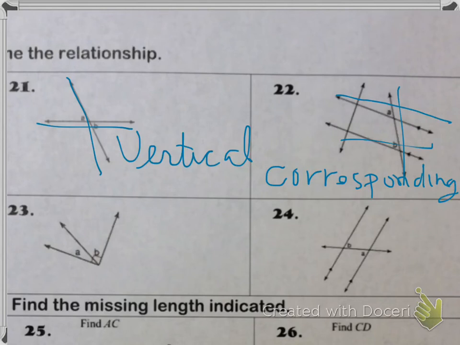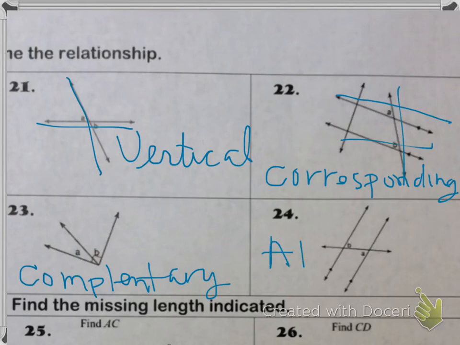On 23, those two angles form a right angle together. And when we have two angles that form a right angle together, they're called complementary. So those are complementary angles. And then on 24, we have two lines cut by a transversal. The two angles that we're looking at are on opposite sides of the transversal inside the parallel lines. So these are alternate interior angles. All right, let's keep moving.